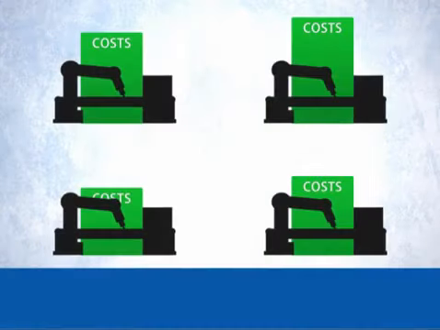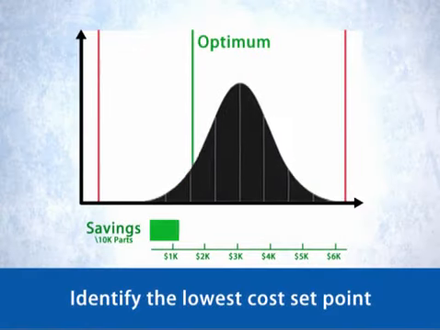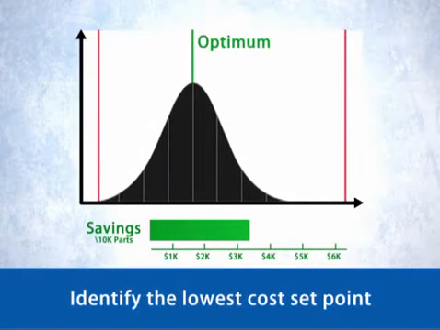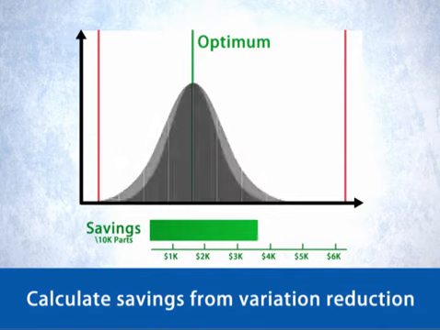In viewing this presentation, you'll learn how to prioritize process improvements using a cost savings analysis, how to identify your optimal process set point in terms of lowest cost, and how to calculate what you could save by reducing variation.